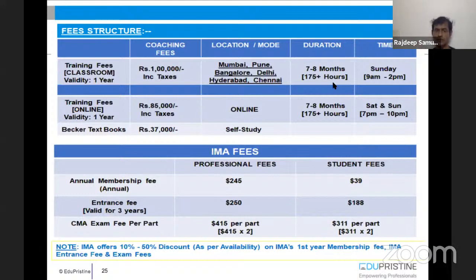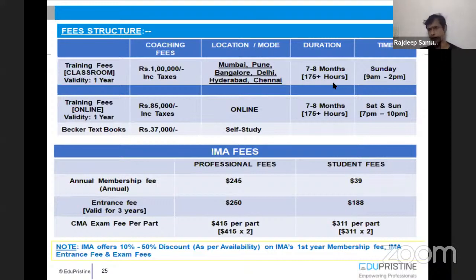Apart from this, we also have the IMA fees that you have to pay to the IMA Institute, which is $245 towards annual fees, an entrance fee of $50, and exam fees of $415 per part. So that's $830, right? So potentially you're going to pay approximately $1,395, $1,400 approximately. Now, if you're joining as a student, then you get some discounted fees of $39 plus $188 plus $311 per part, part one, part two. Is that clear?